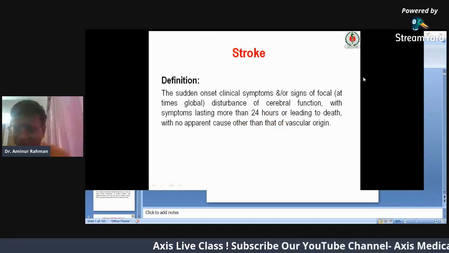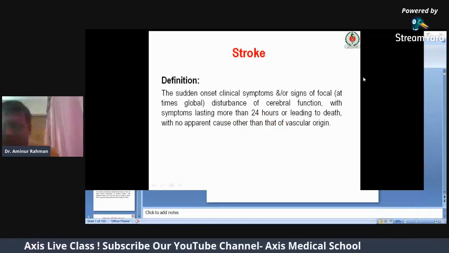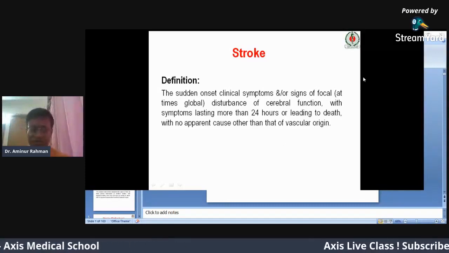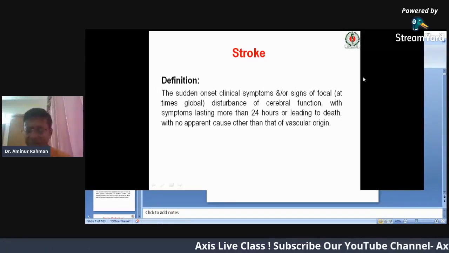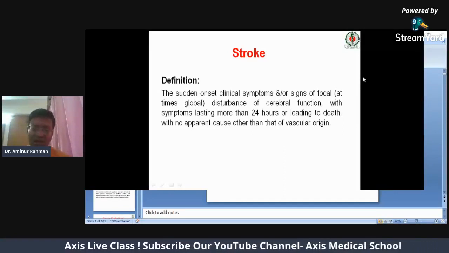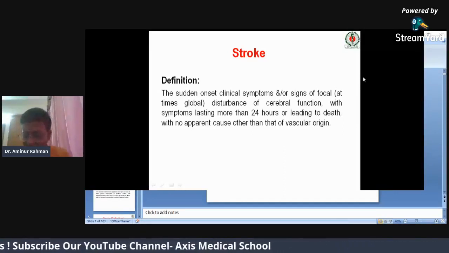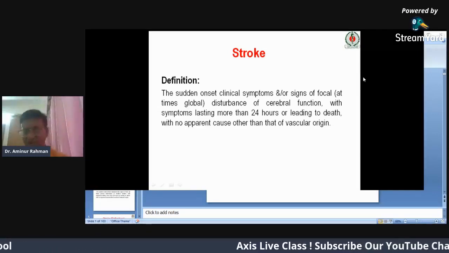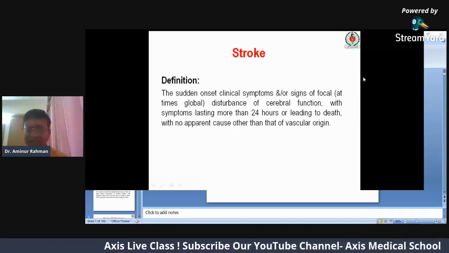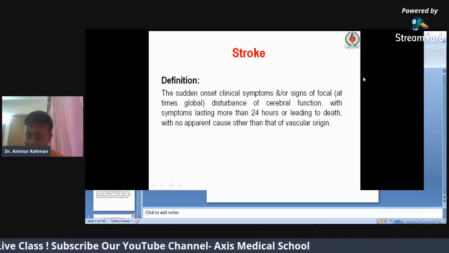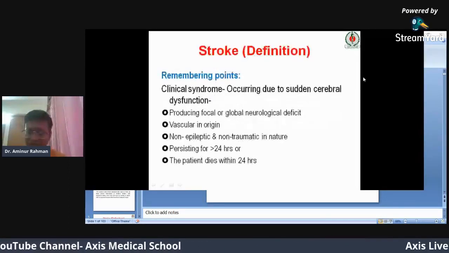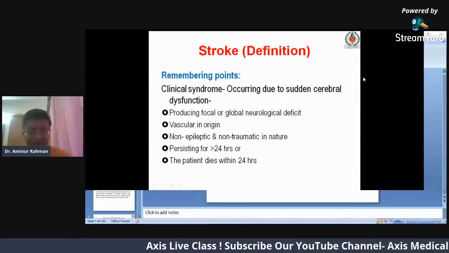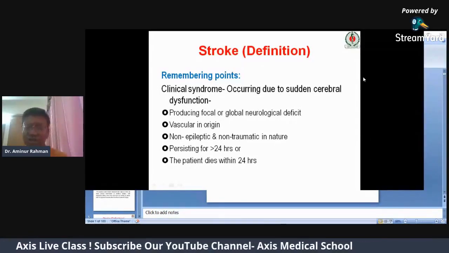If you want to understand what stroke is, first you have to go for the definition, and the definition leads to the diagnosis of stroke. That is a sudden onset of clinical symptoms and or signs, focal or at times global, of cerebral dysfunction with symptoms lasting more than 24 hours or leading to death with no apparent cause other than a vascular origin. So for the diagnosis, remember that stroke is a clinical syndrome occurring due to sudden cerebral dysfunction.